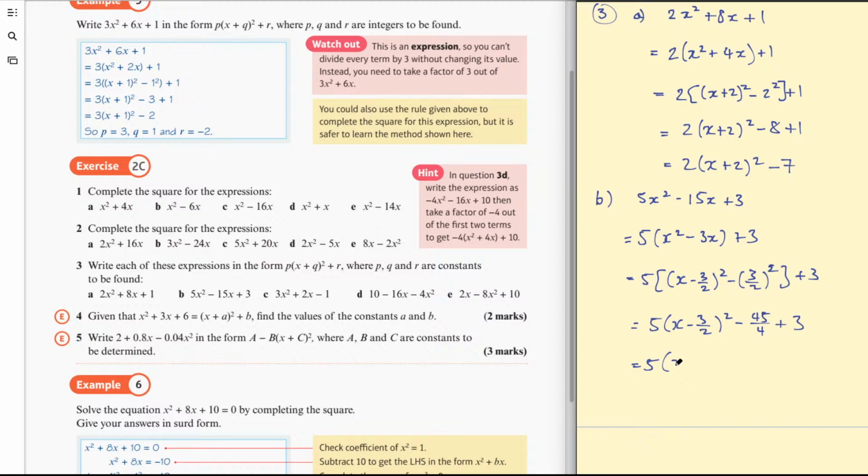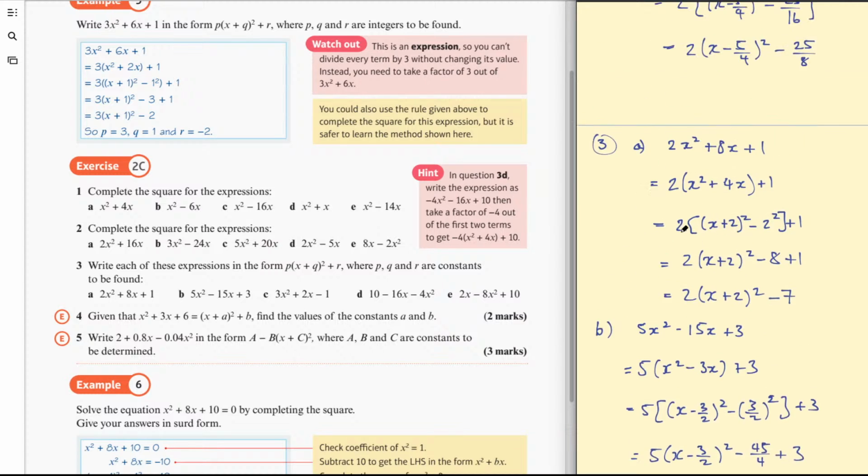So 5 multiplied by x take 3 on 2 all squared. 45 on 4 plus 3 is like 45 plus 12. Sorry, negative 45 plus 12 is negative 33 on 4. Not sure about that one. Maybe I made a mistake in there somewhere, but let's go ahead and check.